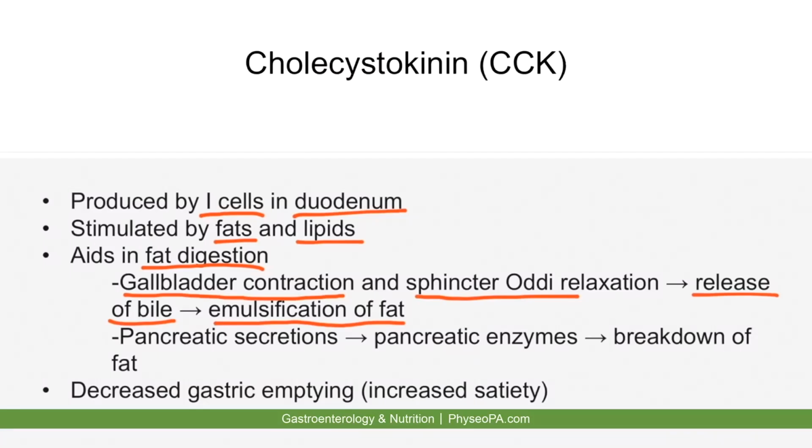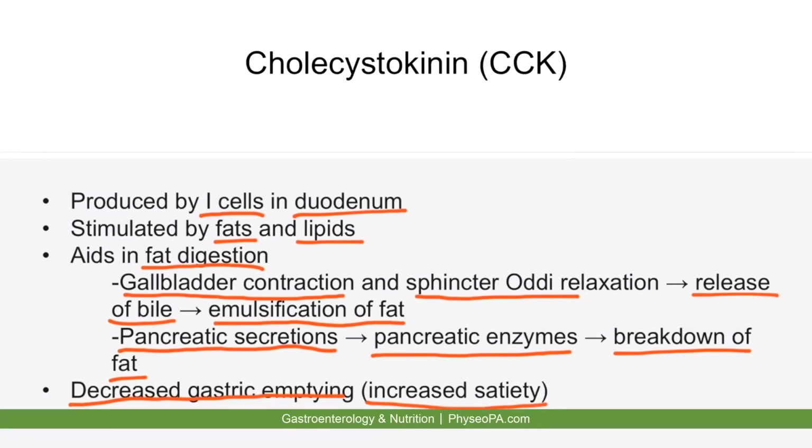CCK will also stimulate pancreatic secretions. And as you recall from section 2 of this chapter, the pancreas will release pancreatic enzymes, much of which will help break down fat. So in general, CCK will help aid in fat digestion by emulsifying the fat via bile and helping the pancreas release its fat digesting enzymes, such as lipase. It's also important to know that CCK will decrease gastric emptying. And what this does is help the person feel more full or increase satiety because more chyme is staying within the stomach.